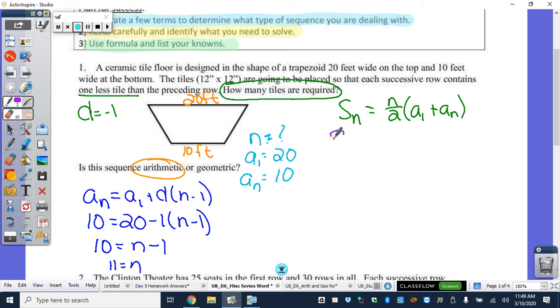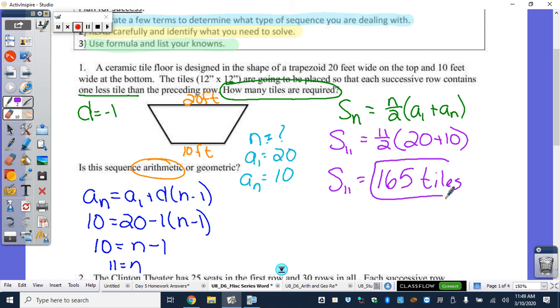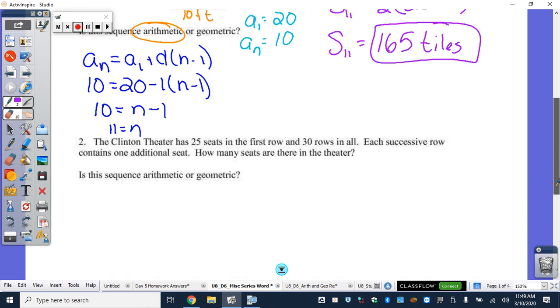So now we can go plug into our series formula. So 11 divided by 2 times 20 plus 10. And how many tiles total are they going to have to use? 165. Now, once you actually buy a house, you'll learn that you actually have to buy about 5% more than that, just in case you have any errors or mistakes in your cuts. But 165 is what it should take.